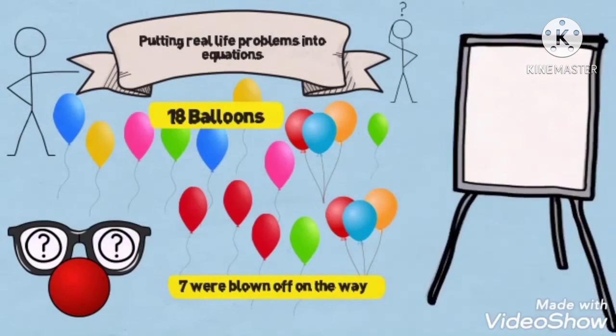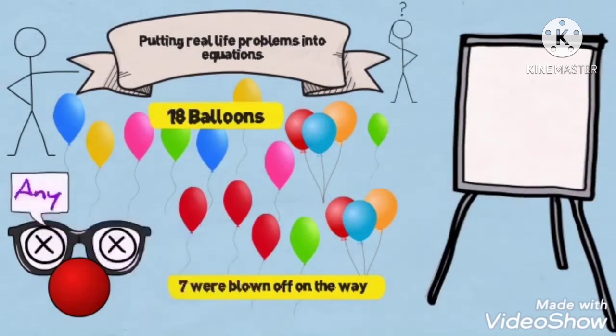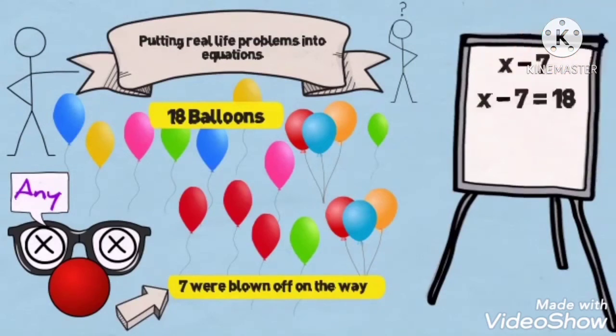Let us see how. Let us denote this unknown number with an alphabet. You can use any alphabet, but a common one is the alphabet X. Now X gets reduced by 7, since 7 balloons were blown away. Let us write this down. After this happened, the clown was left with 18 balloons. So X minus 7 equals 18.